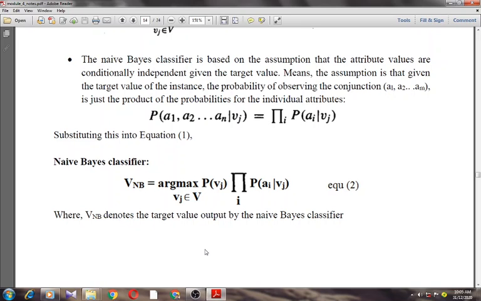So you can notice that in a Naive Bayes classifier, the number of distinct P(Ai | Vj) terms that must be estimated from the training data is just the number of distinct attribute values times the number of distinct target values, which is a much smaller number than if we were to estimate the P(A1, A2, and so on An | Vj) terms as first contemplated. So this is very important.